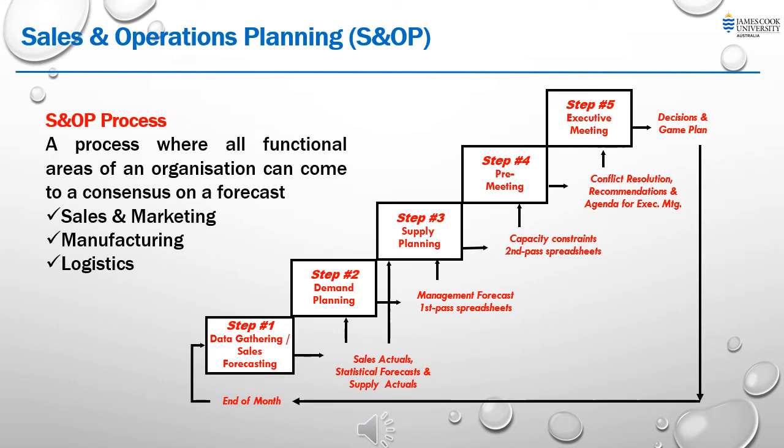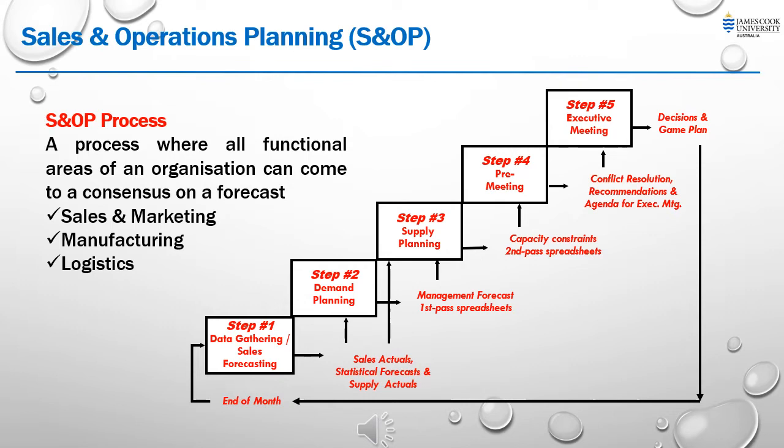This S&OP process is basically looking into five steps. In the first step, we try to gather all those data, sales forecast, forecasting, and everything. And then after we got all those in step one, we move to step two, which is we're looking into demand planning. When we know our demand and everything is sorted, we move to step three, which is the supply planning. So we know the demand and we need to manage the supply.